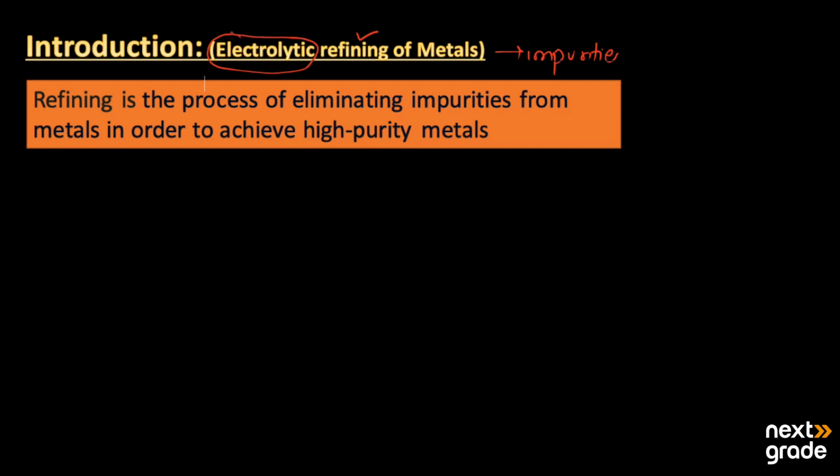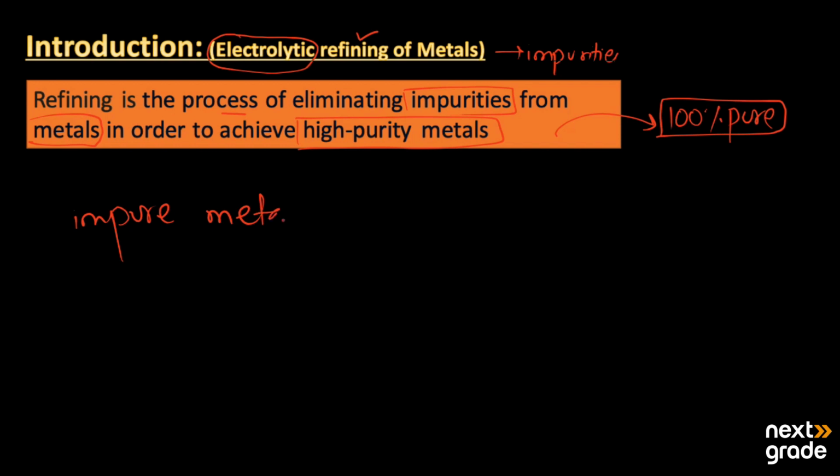And the electrolytic process is basically a refining process of eliminating all the impurities from the metals, in order to have high purity metals, and at the end the metal that we obtain is 100% pure and can be used for further purposes. So basically what happens in this process? If we have an impure metal, the electrolysis process or electrolytic refining process is applied, and at the end we gain the pure metal.